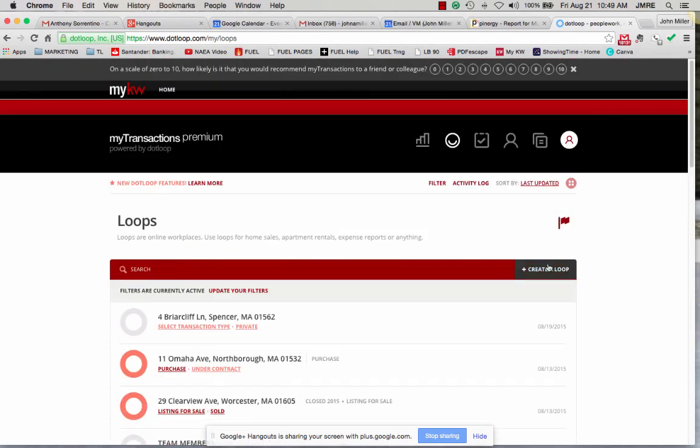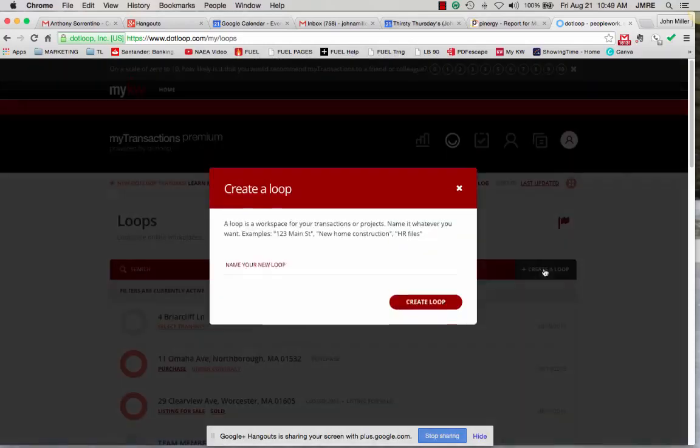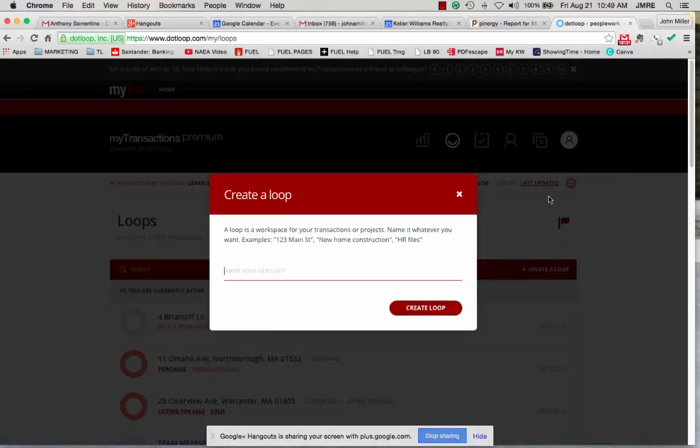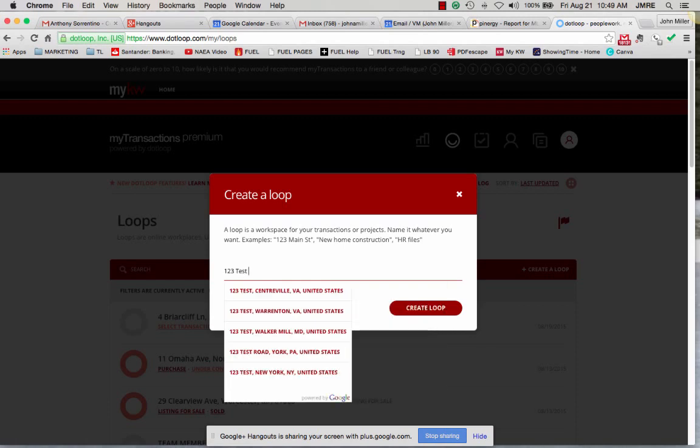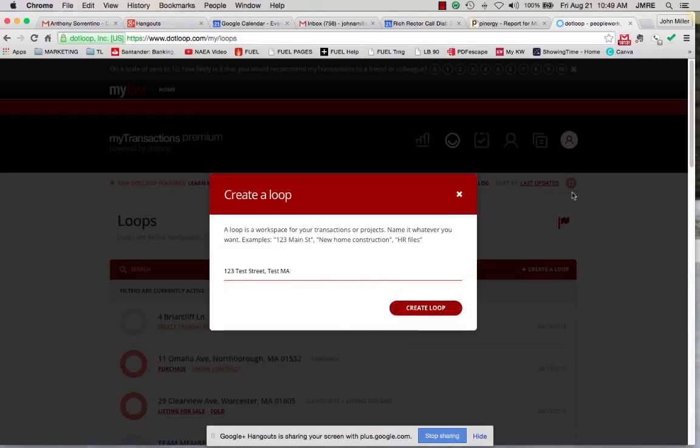So what you first want to do is create a loop, and we'll make a test loop. So we'll call it 123 Test Street in Test, Massachusetts. How's that sound? And we're going to create a loop.